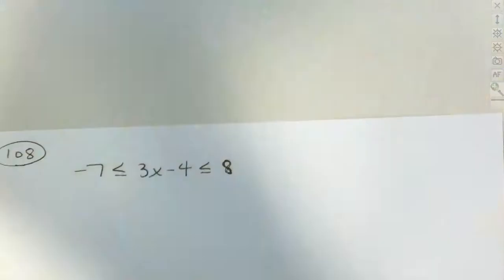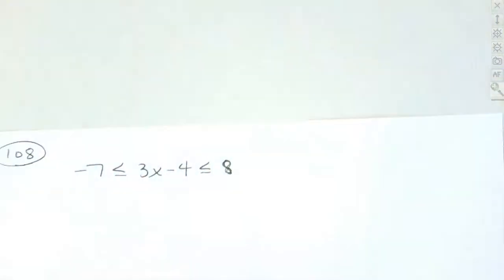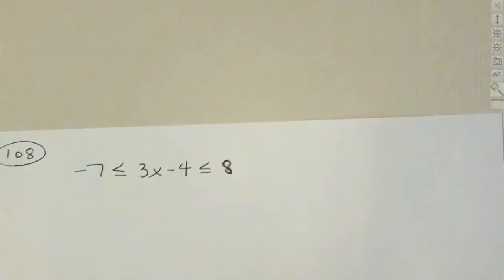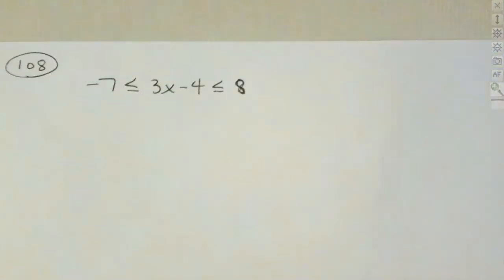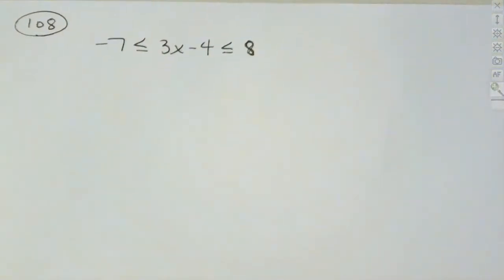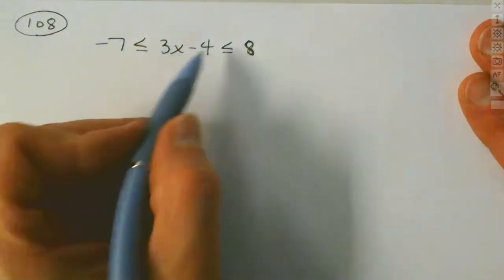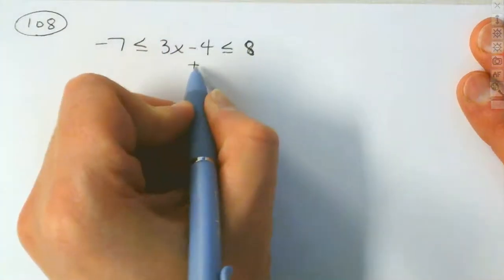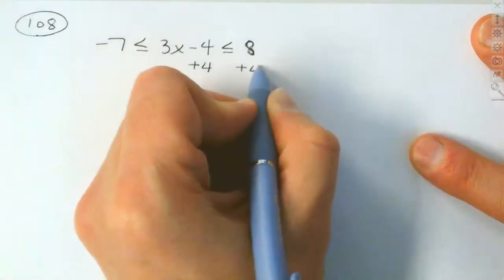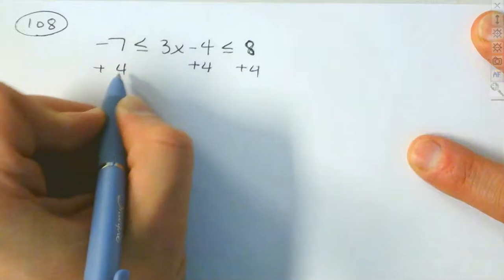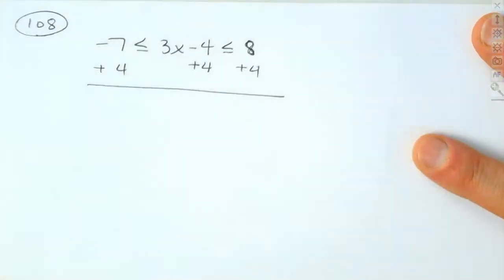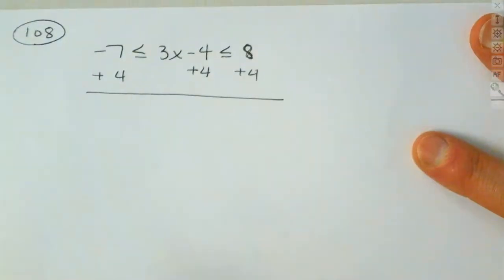This is what's called, I call it a double inequality. The textbook calls it a three-part inequality. We need to solve it, though. What we want is the x by itself in the middle. So what do I need to do first? I want to get the x by itself. Now, that 4 needs to go away. So whatever I do to the middle, I have to do to the other sides as well. So I'm going to add 4 everywhere.